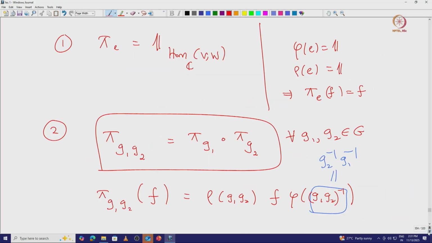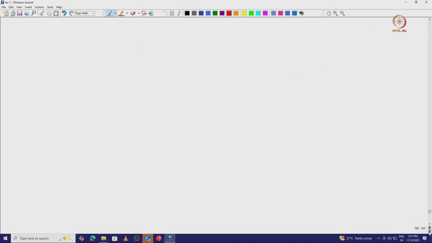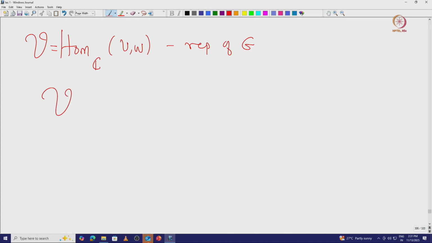So, that means this Hom space can be made into a representation. So, the Hom(V, W) is indeed a representation of G, and let us call this representation curly V. Now we want to understand what will be the fixed point subspace of this curly V.